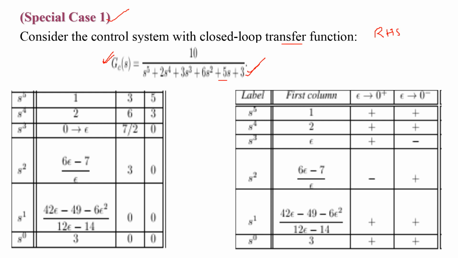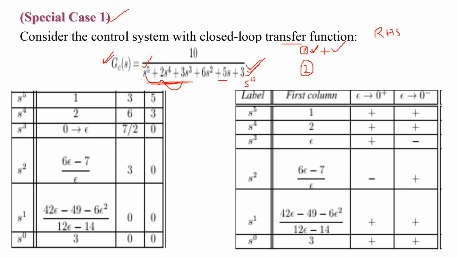For forming the RH table, first we have to check the first point in the procedure as well as the second point. The first point is to check whether all the coefficients of the characteristic equation have the same sign or not. Here this is the characteristic equation, with all the coefficients from the highest power of s to the lowest power of s. We have the s power 5 coefficient positive, and so on up to s power 0. All the coefficients are real as well as positive. So the first point is satisfied.